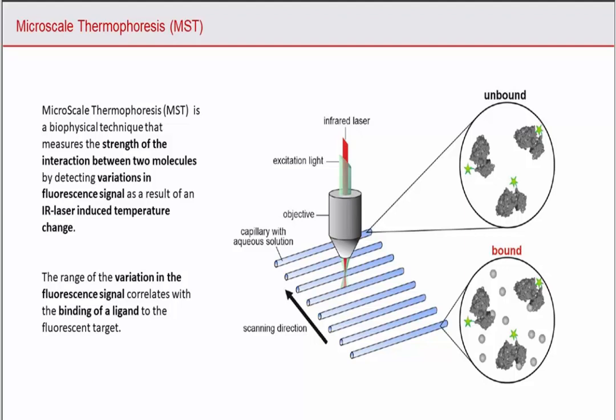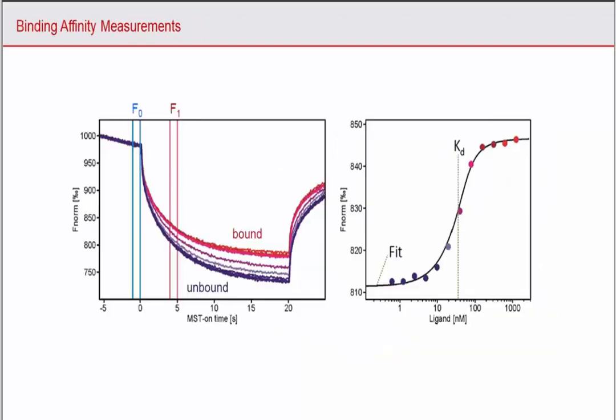MicroScale Thermophoresis is a biophysical technique that measures the strength of the interaction between two molecules by detecting variations in the fluorescent signal as a result of a laser-induced temperature change. The range of the variation in the fluorescent signal correlates with the binding of a ligand to the fluorescent target. So basically, MST is based on the motion of a fluorescent molecule within a temperature gradient.